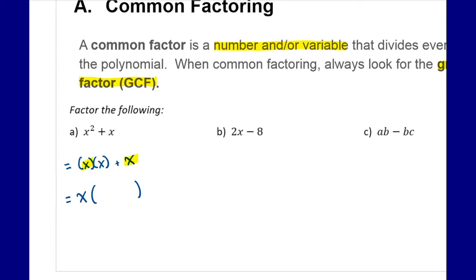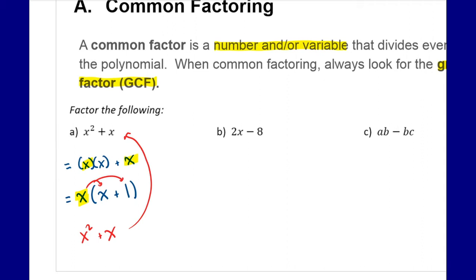So x squared divided by x leaves me with x. x divided by x leaves me with a positive 1. So this is now factored. We can double check if we really wanted to by multiplying this through. So if I multiply this through, x times x is x squared, x times 1 is x, and that brings me right back up to the beginning. So that's how you can double check to make sure you have factored it correctly.